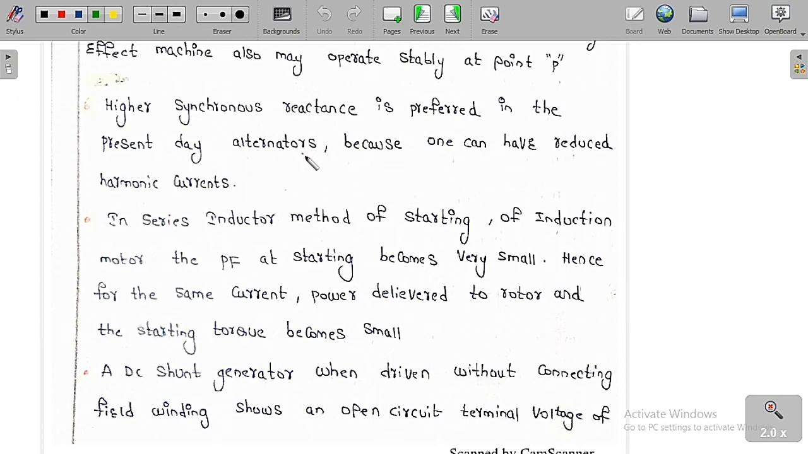Nowadays, the alternator has higher synchronous reactance. So higher synchronous reactance is preferred in the present day alternator because one can have reduced harmonic currents.